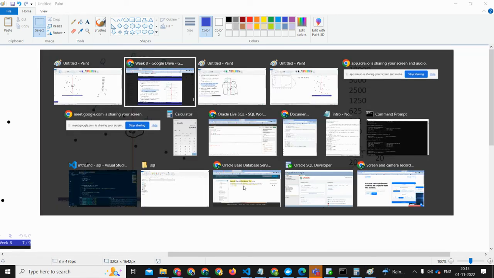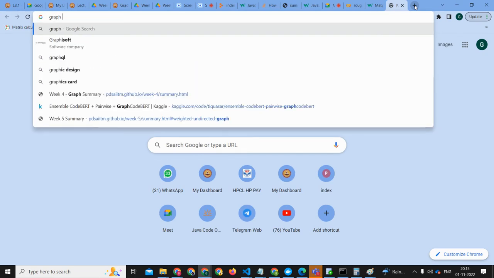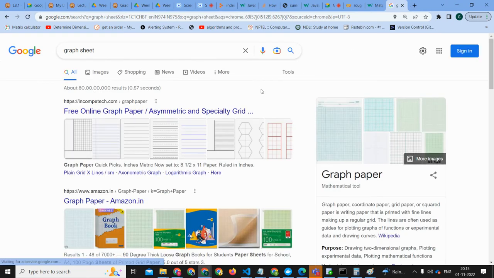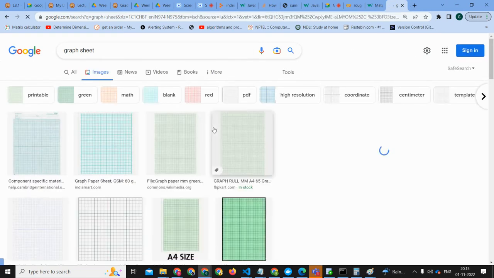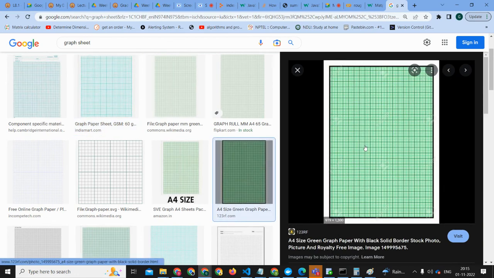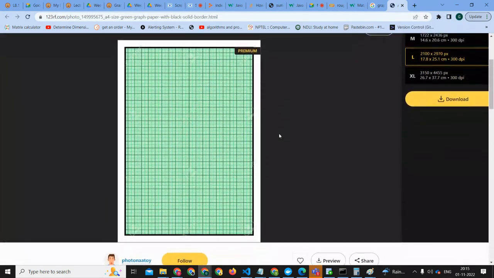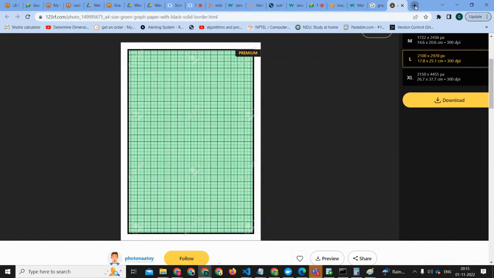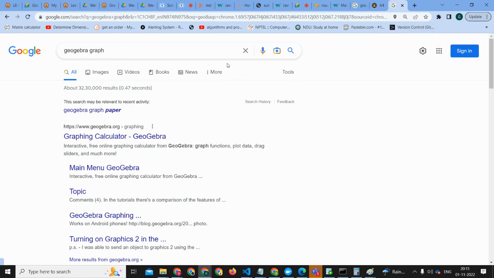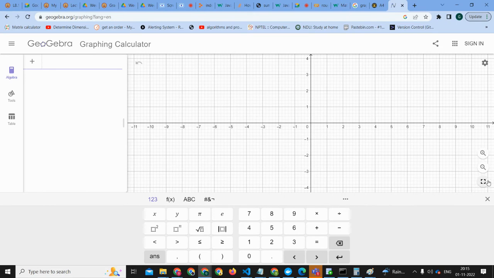I'll just take a graph sheet. I thought you were taking it as an example to explain. It's an example also, but it's required. Or can I just go to that, what do you call it, GeoGebra? All right. So here we have.